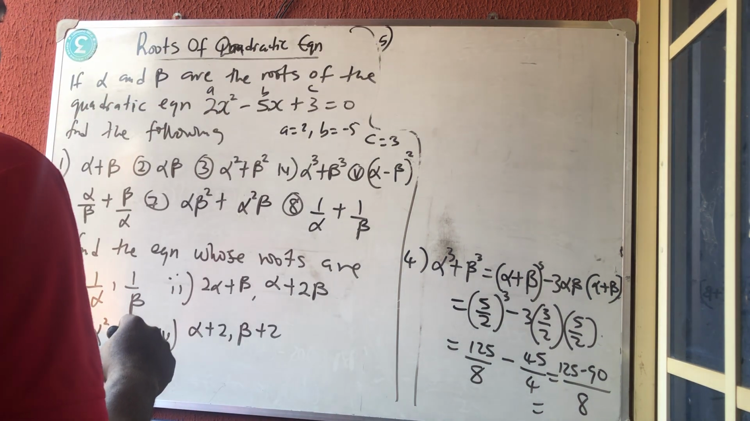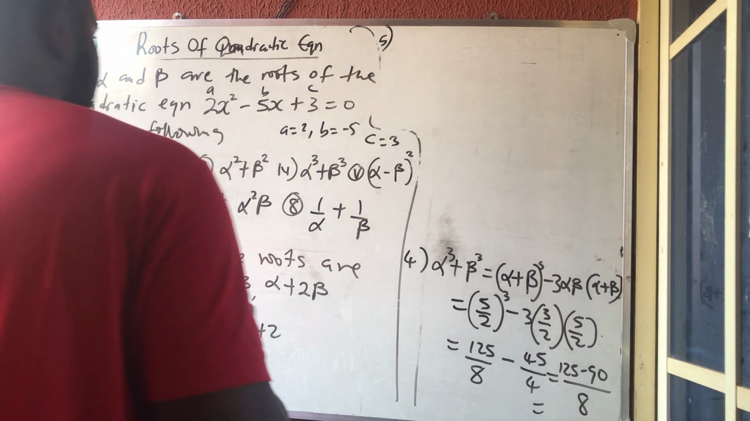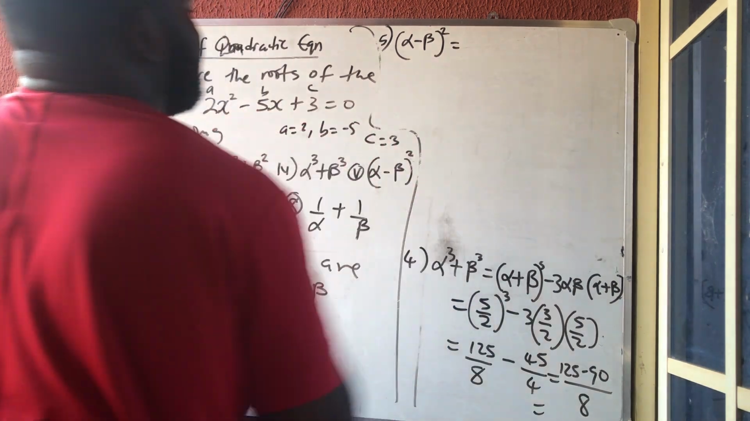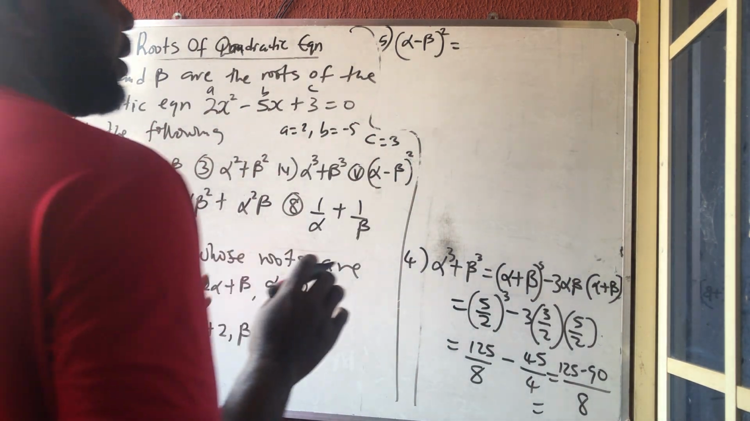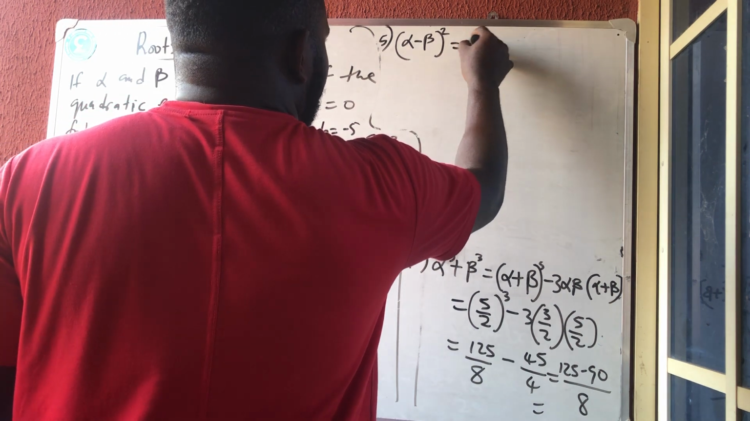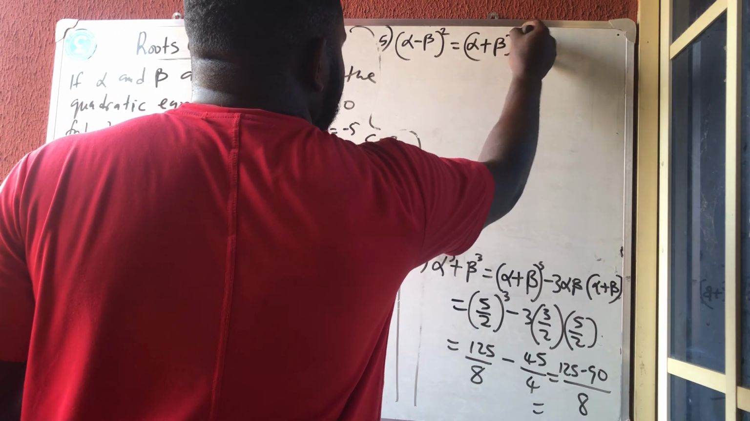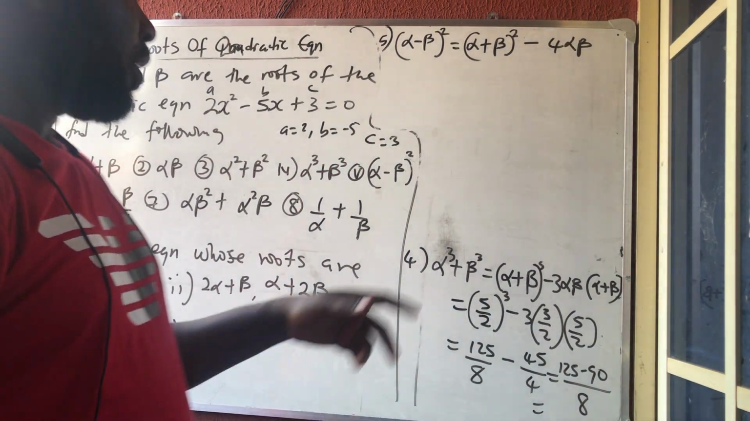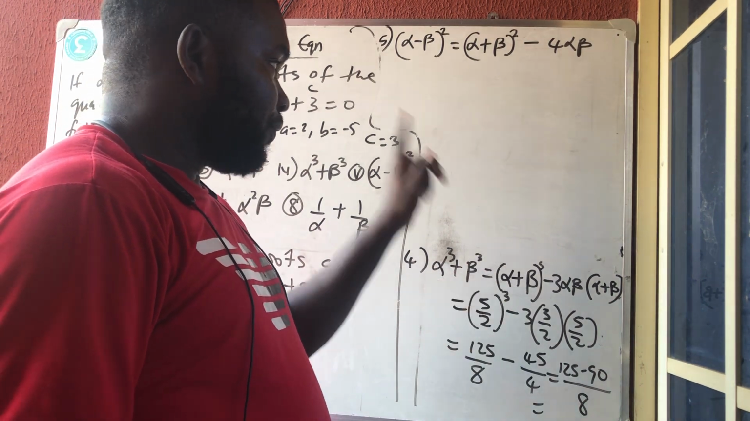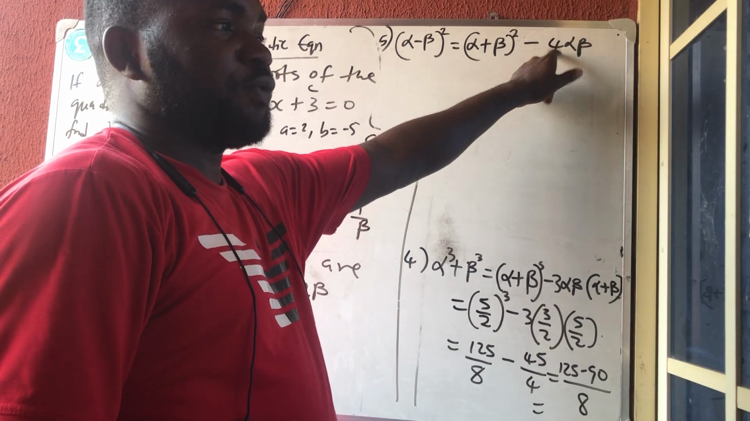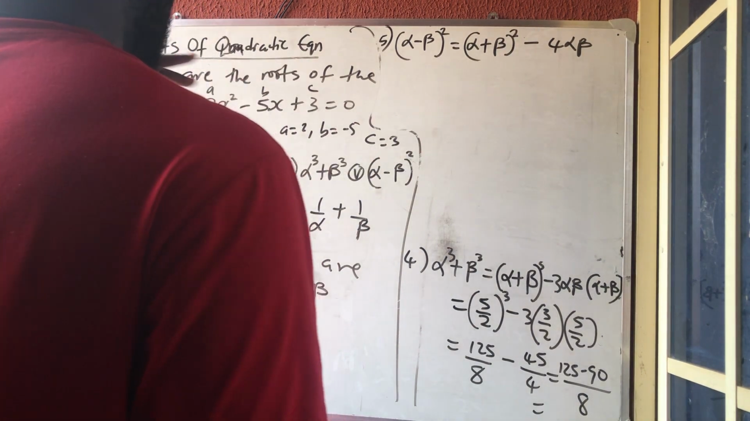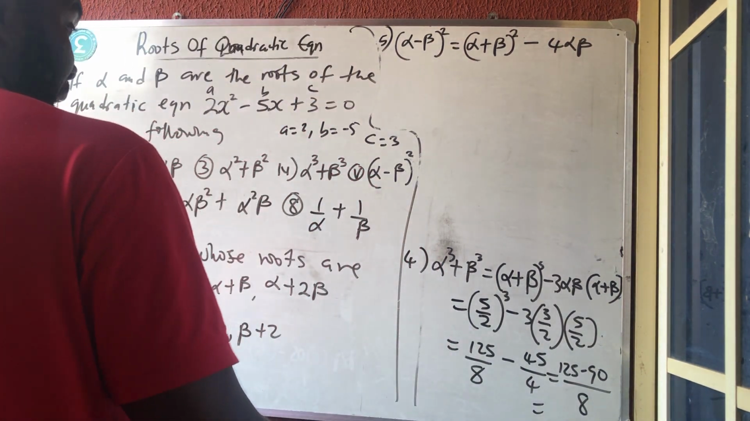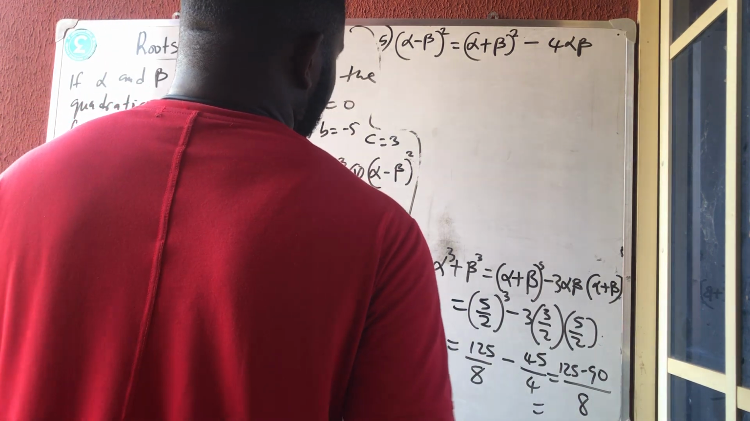Number five is alpha minus beta all squared. This one is simply alpha plus beta all squared minus 4 alpha beta. You see, I arranged the three of them so you know that the first one is 2, the next one is 3, and this one is 4. Please note that. I'm supposed to derive it for you so you understand, but you don't need the derivation anyway.